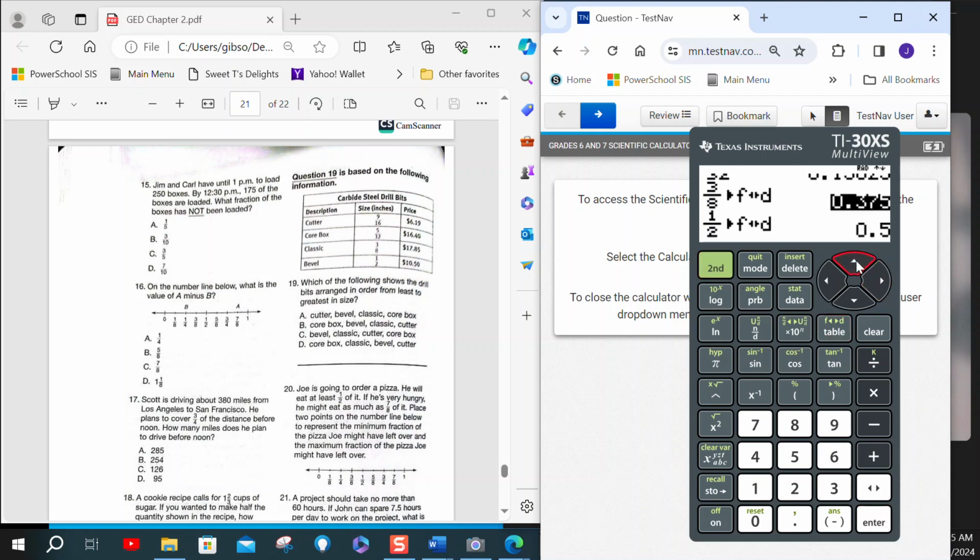Okay, so now looking at these fractions, I have to go up here. We have 0.5625, 0.156. So the 0.156 is the lowest. So the 5 over 32, which is the core box. The core box is first. Then the next lowest would be this 3/8, which is the classic. So it's core box, classic. Then it'll be bevel, which is 1/2, and then cutter. So it's D.